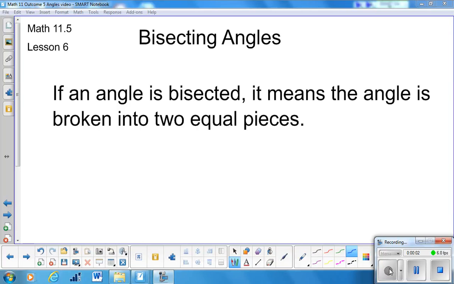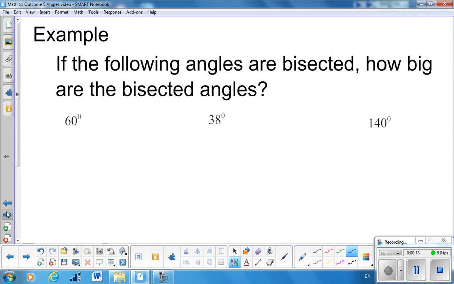Outcome 11.5, Lesson 6, Bisecting Angles. If an angle is bisected, it means the angle is broken into two equal pieces. If the following angles are bisected, how big are the bisected angles?